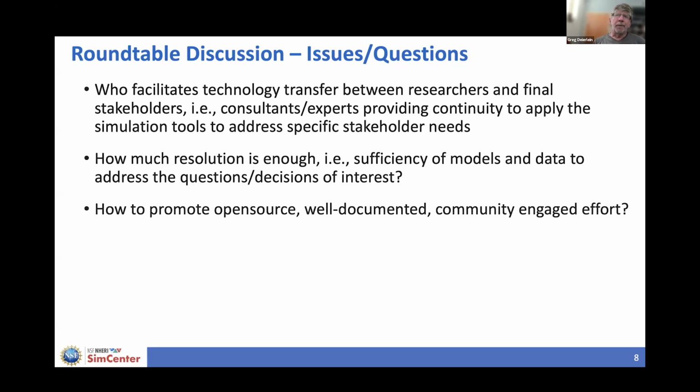Another thing is, how do we as a community, and in particular those of us in the SimCenter, promote open source, well-documented, community engaged efforts, that is, contributions of data and models to this endeavor.